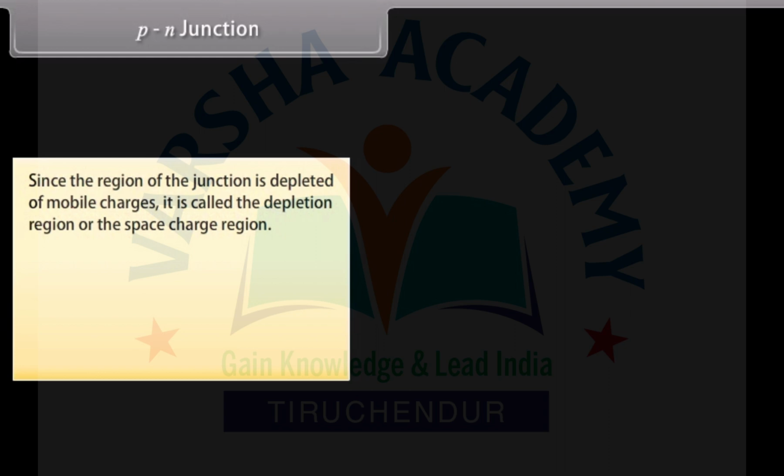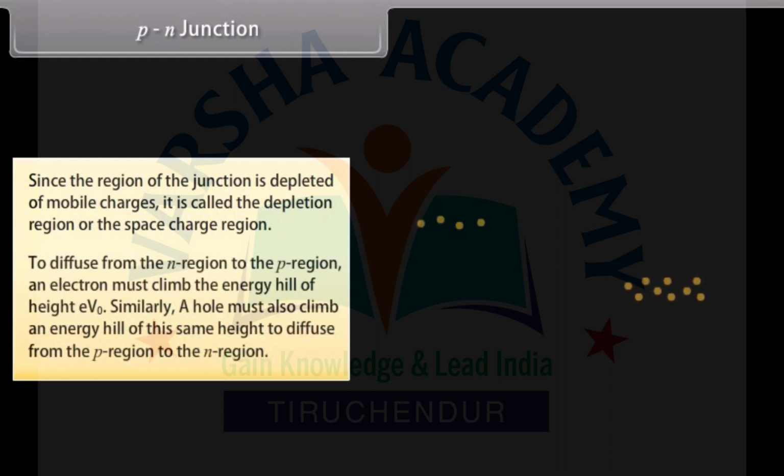Since the region of the junction is depleted of mobile charges, it is called the depletion region or the space charge region. To diffuse from the n region to the p region, an electron must climb the energy hill of height eV0. A hole must also climb an energy hill of the same height to diffuse from the p region to the n region.